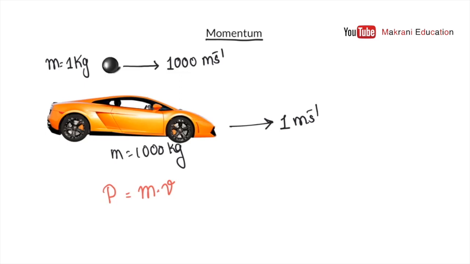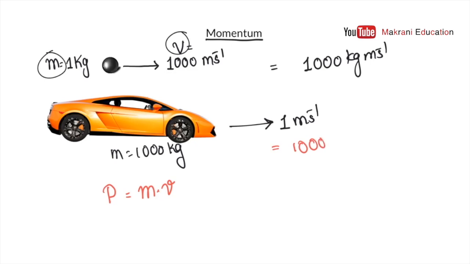So now I can say that momentum of my shot put ball is mass times its velocity, that is m into v. Right here it will be 1000 kilogram meter per second, and momentum of my car is also equal to 1000 kilogram meter per second.